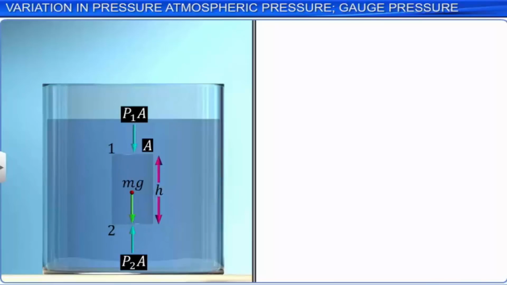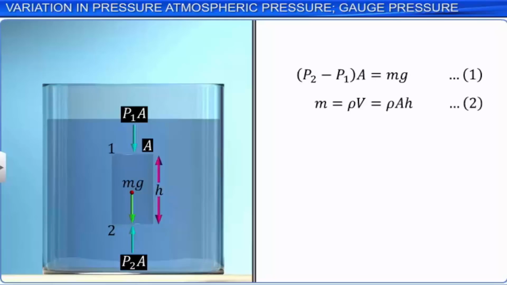But the mass of the cylinder is equal to the product of its density, rho, and its volume, V, or the product of its density, rho, area of its base, A, and its height, h. Substituting equation 2 in equation 1, we get P2 minus P1 is equal to rho g h. Thus, the pressure exerted by a liquid column of height h is independent of area of cross-section.